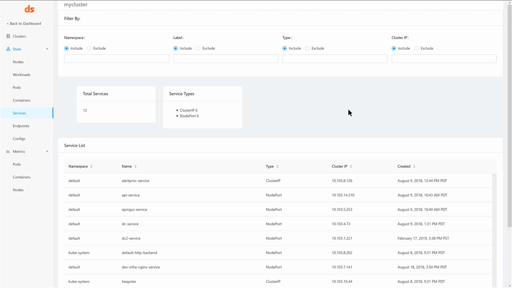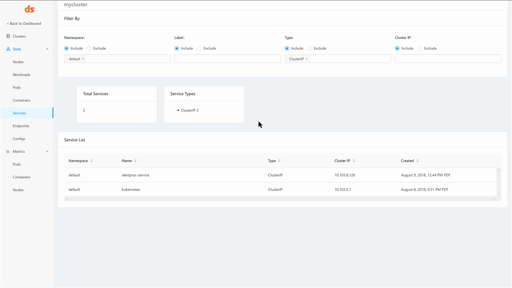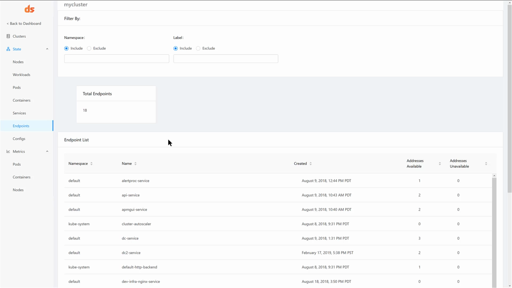There are a lot of objects in Kubernetes that may not have metrics associated with them, but we still need to see the configuration or the fact that they're present or not. For example, we are looking at the services in our cluster right now. And let's say we want to see all the services in the default namespace that are of type cluster IP. We can see and verify that these services exist right away. We can even look at endpoints.